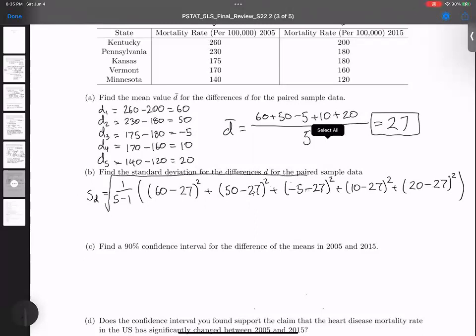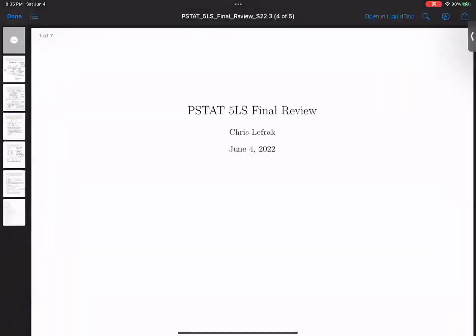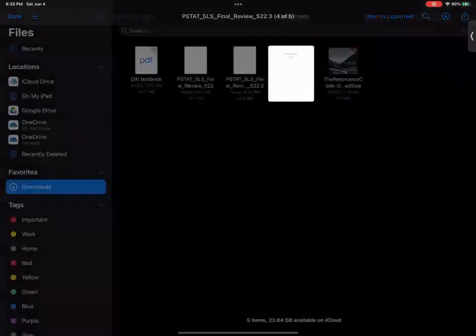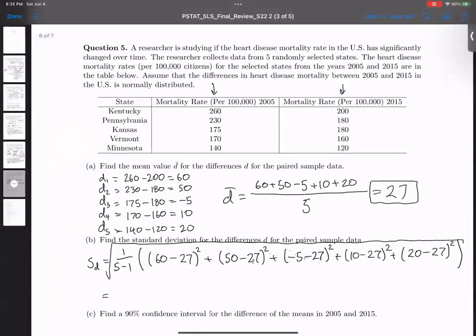the square root. Without the square root, this would be the sample variance, but with the square root, it's the sample standard deviation. And if we compute this, it's 27 point something, but I don't remember exactly what it is. So let's go look. It is 27.2947.